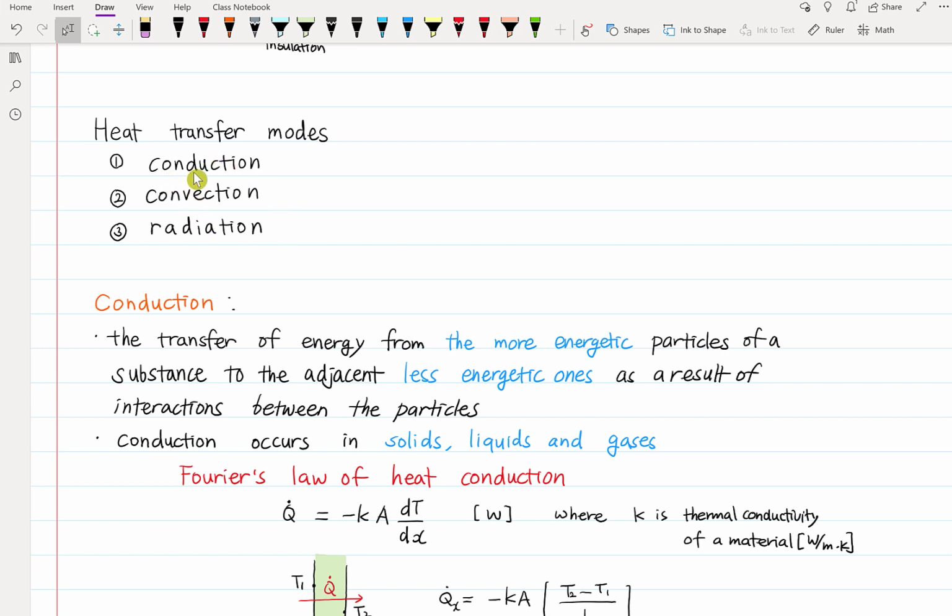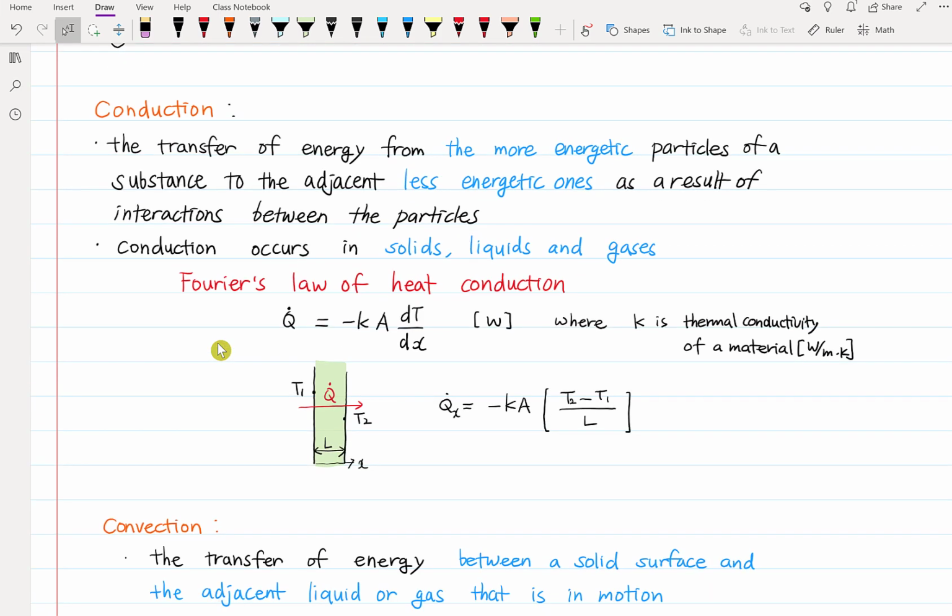So let's first look at conduction. Conduction is the transfer of energy from the more energetic particles of a substance to the adjacent, less energetic ones as a result of interactions between the particles. So conduction can occur in solids, liquids, and gases.